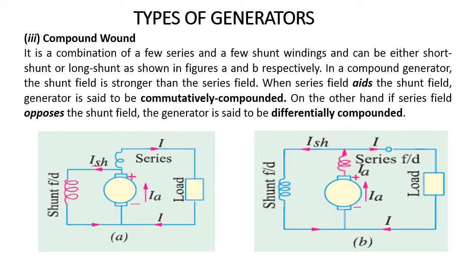As shown in the figure, you have both types of field windings, a shunt field winding as well as a series field winding. Then the generator is called a compound wound generator. Based on the connections, these generators are short shunt or long shunt. If the series field aids the shunt field, that is cumulatively compounded, and if the series field opposes the shunt field, then it is called a differentially compounded generator.